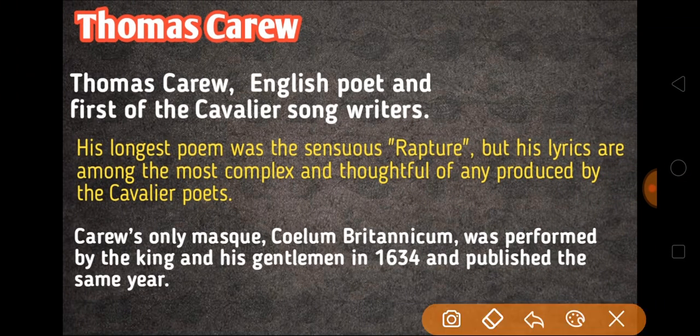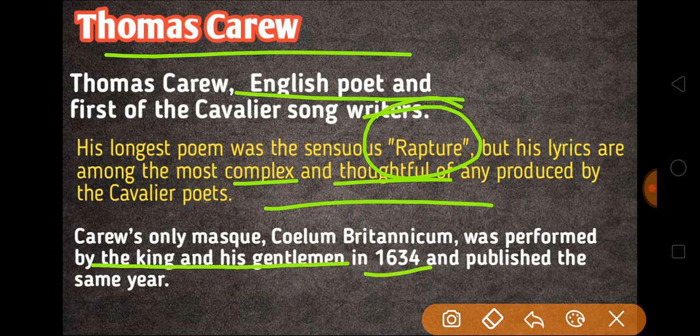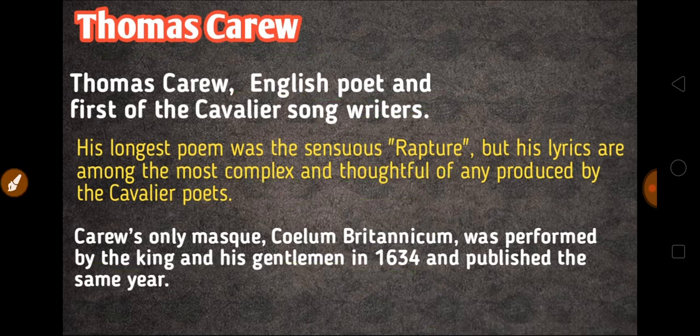Let us focus on Thomas Carew. Thomas Carew was an English poet and first among Cavalier songwriters. His longest poem was Rapture, but his lyrics are among the most complex and thoughtful. He has written only one masque, Coelum Britannicum, which was performed by the king and his gentlemen in 1634, and published in 1634 itself.